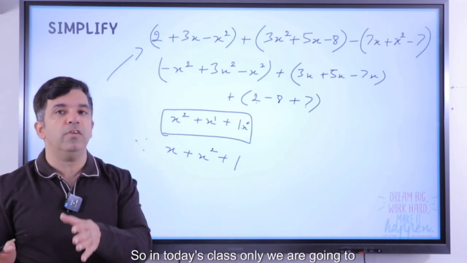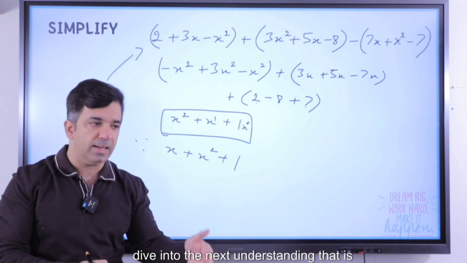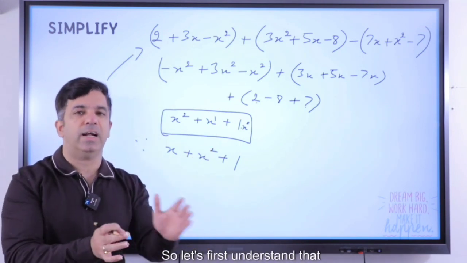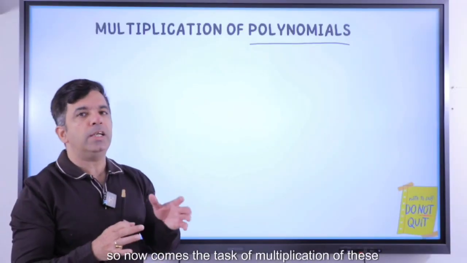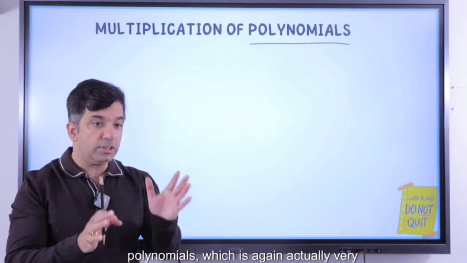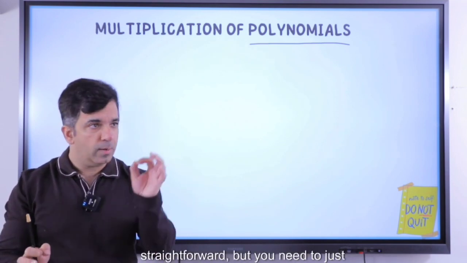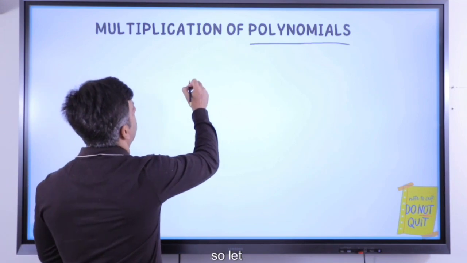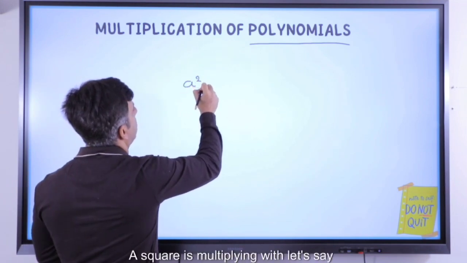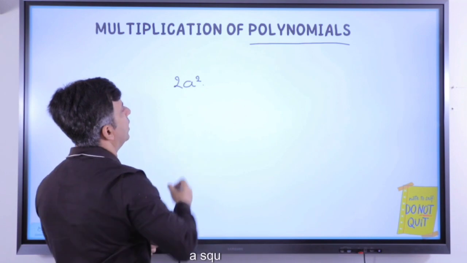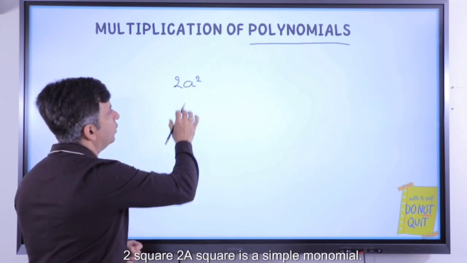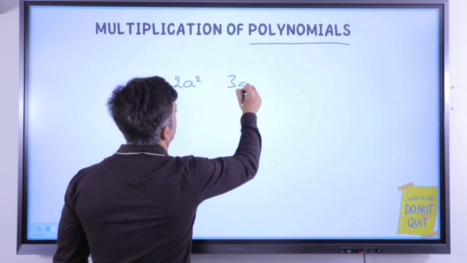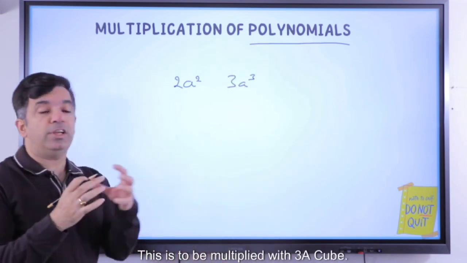In today's class we are going to dive into the next understanding, that is multiplication of polynomials. So let's first understand that. The task of multiplication of polynomials is actually very straightforward, but you need to understand the basics first. Let's say a square is multiplying with 2a square. 2a square is a simple monomial. This is multiplying with, let's say, 3a cube. This is to be multiplied with 3a cube.